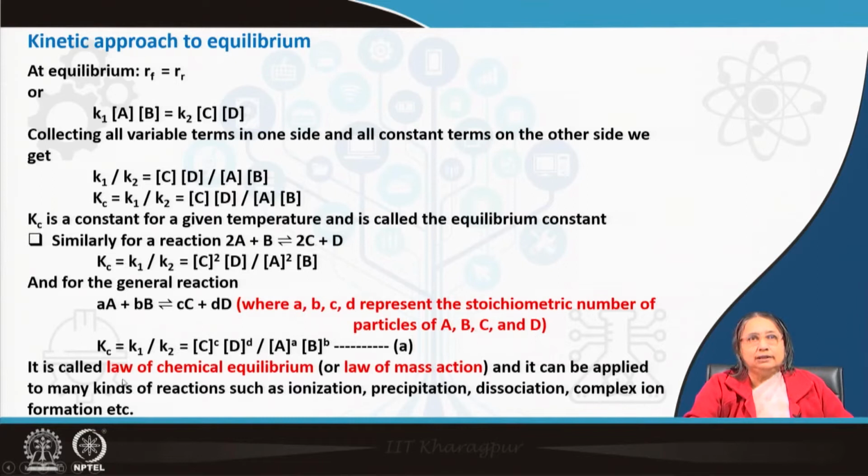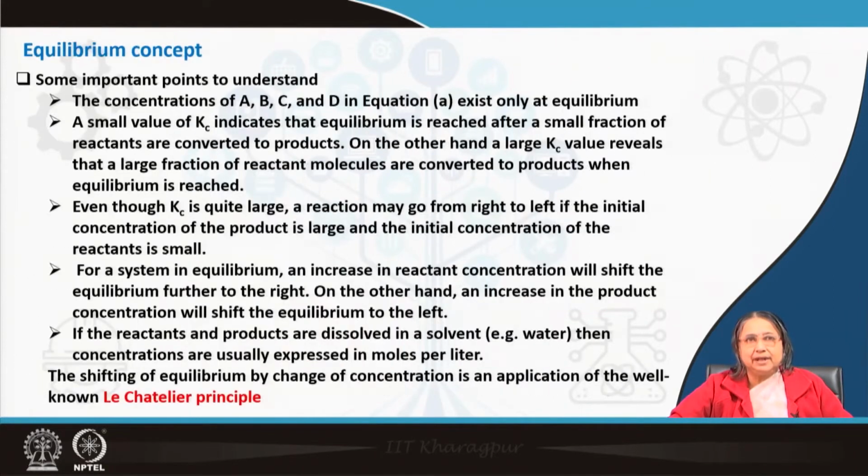It is also called the law of chemical equilibrium or law of mass action, and it can be applied to many kinds of reactions such as ionization reactions, precipitation reactions, dissociation reactions and complex ion formation. This is the basics of chemical equilibrium. We will see many different applications of this type of expression. Now, in the equilibrium concept, there are some important points we have to understand when we go for the equilibrium expression. For example, the concentrations of A, B, C and D in equation A.